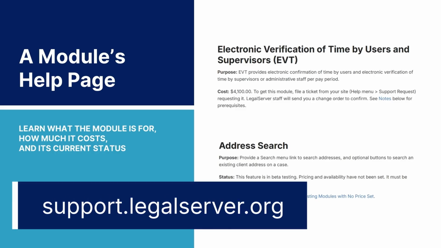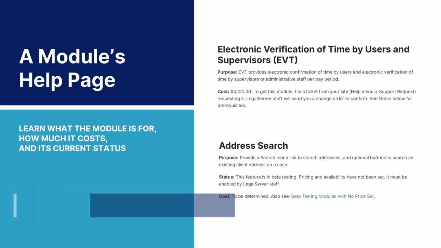You can also just send an email. It doesn't mention it there under how to get that module, but you can also just send an email to support@legalserver.org. The second example there, address search. It provides a search menu, link to search addresses, and so forth. What we wanted to point out here was this next part, which is status. This feature is in beta testing. Pricing and availability have not been set, and it must be enabled by LegalServer staff. So this one, in terms of getting it enabled, is even a little more vague. But anytime you see it must be enabled by LegalServer staff or something like that, that means file a ticket from your site or send an email to support@legalserver.org.